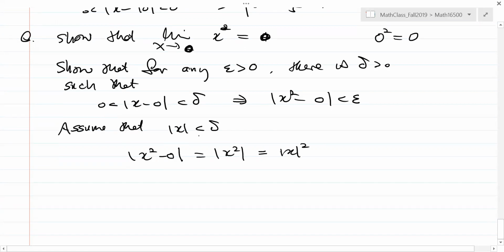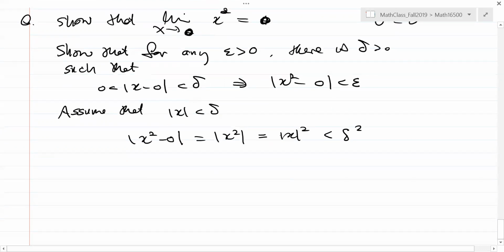Right, absolute x squared less than delta, so it's less than delta then squared. Okay, great. It's nothing to do with x right now. Then I want, this is by assumption. Then I want to make sure this is less than epsilon. So if delta is less than or equal to square root of epsilon, that works.